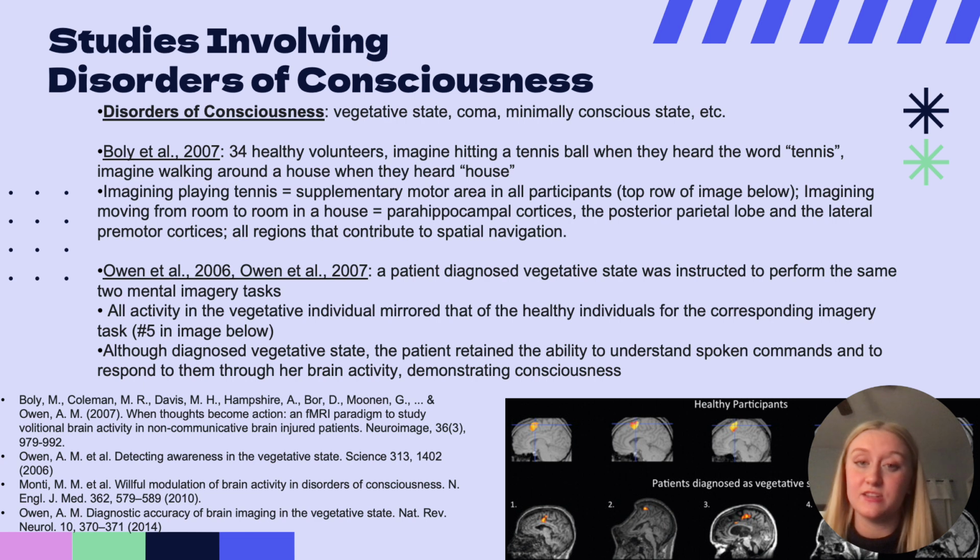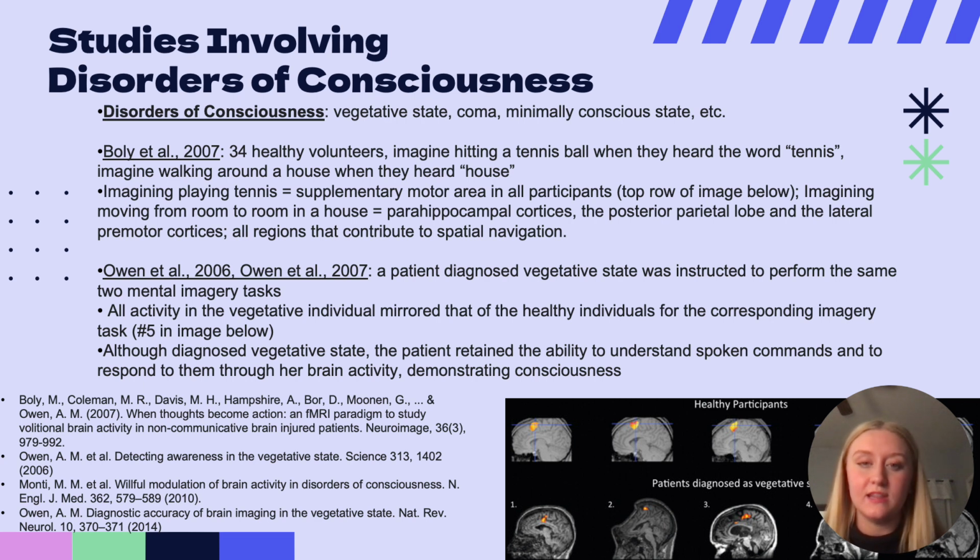Owen, in 2006 and 2007, used the same logic to demonstrate that a patient diagnosed as vegetative was, in fact, consciously aware and able to make responses of this sort using her brain activity. The patient was instructed to perform the same two mental imagery tasks as the earlier study. When she was asked to imagine playing tennis, activity was observed repeatedly in the supplementary motor area, and when she was asked to imagine walking through her home, significant activity was observed in the parahippocampal gyrus, the posterior parietal cortex, and the lateral premotor cortex, all activity mirroring that in the healthy individuals.